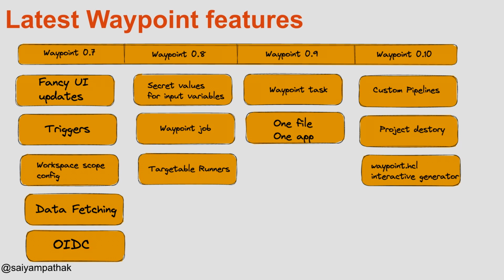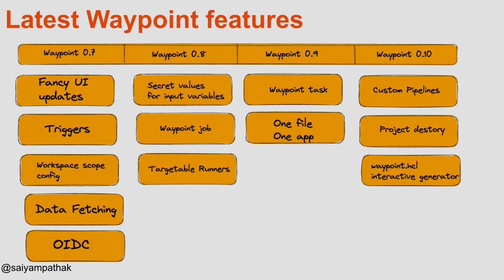So you see with Waypoint 0.7, you got major UI updates, triggers, workspace scope config, data fetching, OIDC, which is required when you are developing with Waypoint. With 0.8, you got secret values for input variables. That's a very good feature, and it enables some of the scenarios that I showed today. If this was not there, then some of the scenarios would have been reduced from the slides. Waypoint job, targetable runners. Waypoint 0.9 introduced Waypoint task, one file, one app.